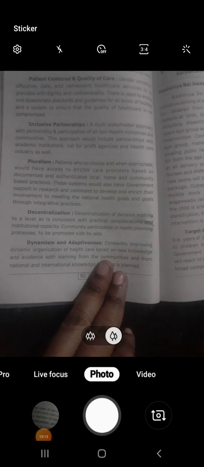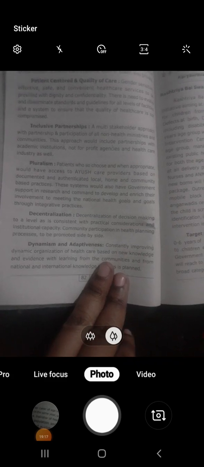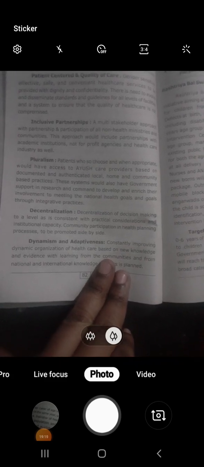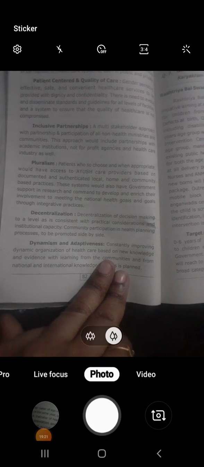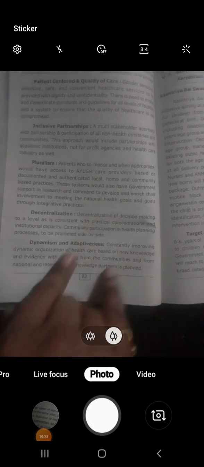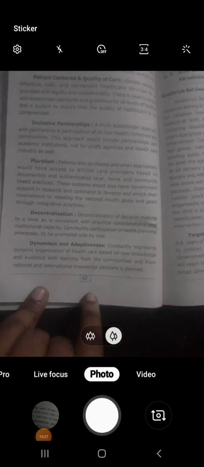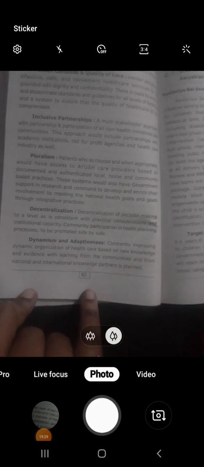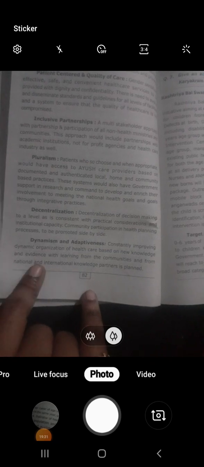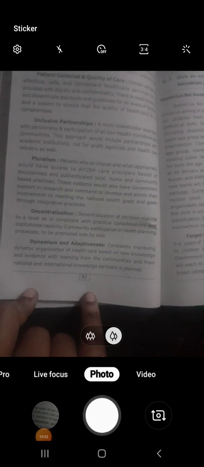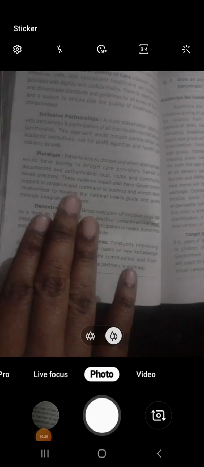Decentralization is nothing but decision making according to practical considerations, and also community participation in health planning, this is nothing but decentralization. And coming to dynamism and adaptiveness, dynamism is nothing but healthcare based on new knowledge and evidence, with learning from the communities we can say. So these are the principles of the NHP, National Health Policy. Okay, and let us see the next question.